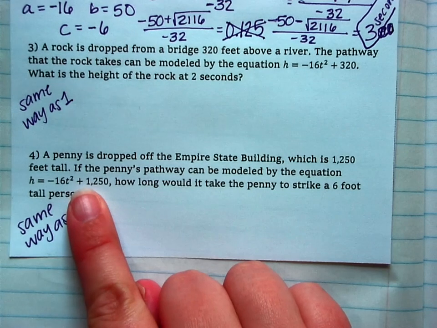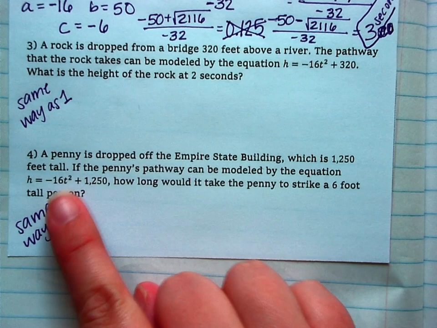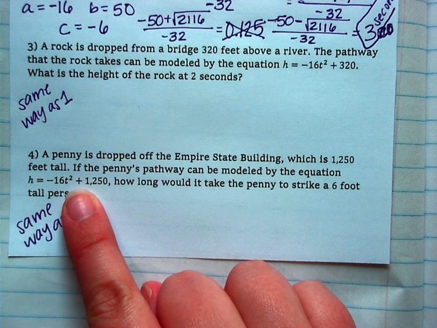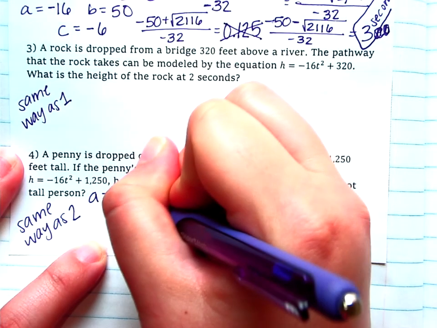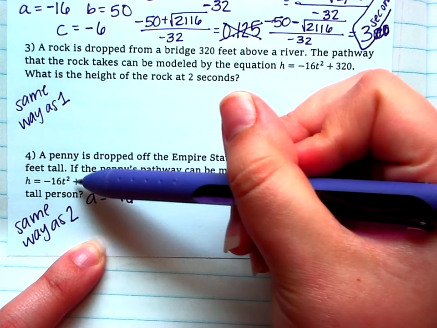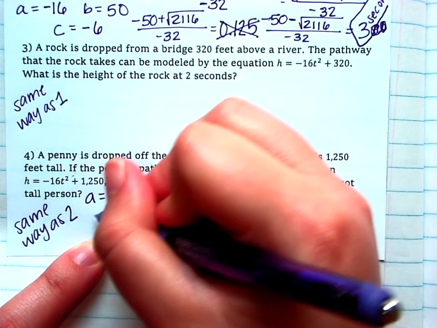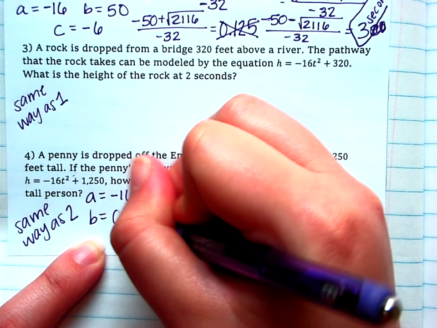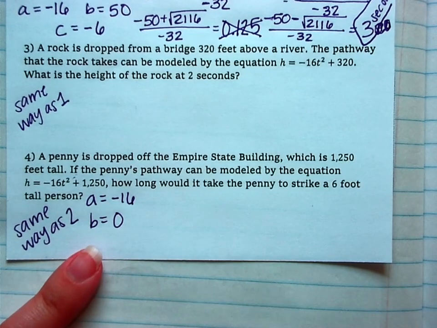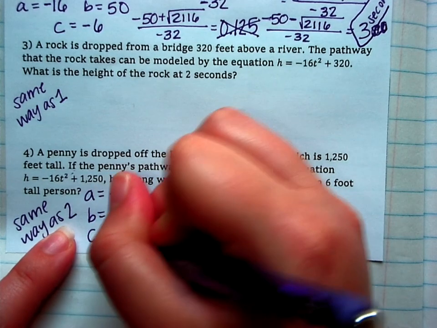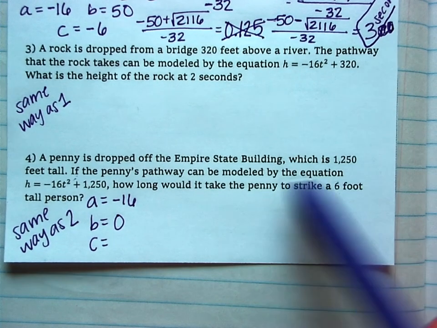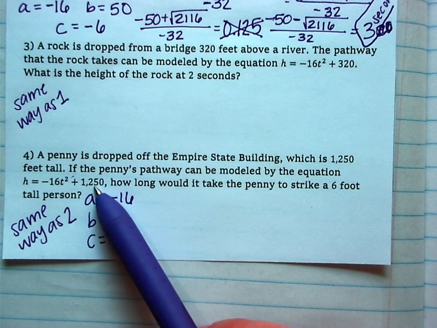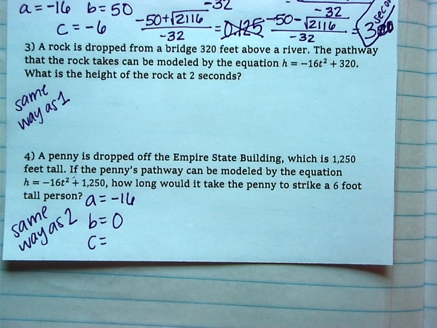Number 4, notice it's only t squared. There's no t in the middle. So right away you can tell that A is going to be negative 16, but there's no t in the middle, so B is 0. Now you need to figure out what C is going to be equal to. You're going to take this 6 and do something with this 1,250.